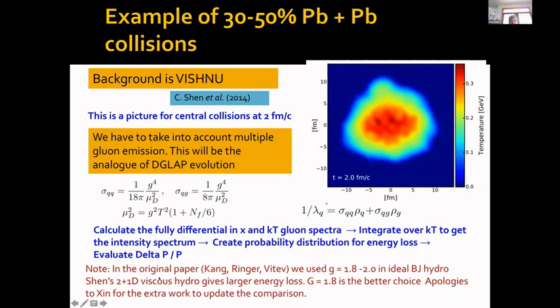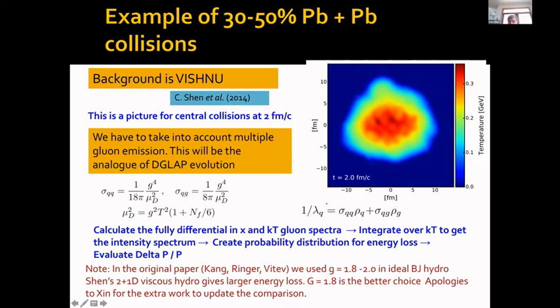Something that I wanted to note is that in the original paper with Kang and Ringer, we used a range of coupling constants between 1.8 and 2, but there we used an ideal Bjorken hydro. For this case, a value of about 2 worked well, and this is what I asked Xindong to put in the comparisons where we can make such comparisons. And so this is just an omission on my part.